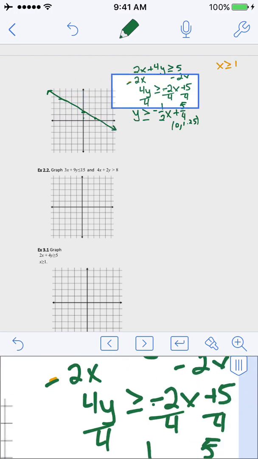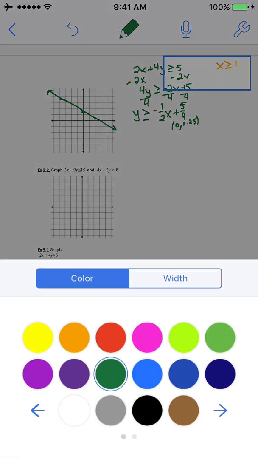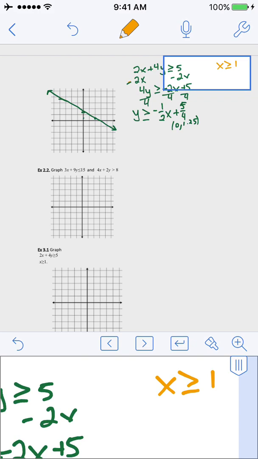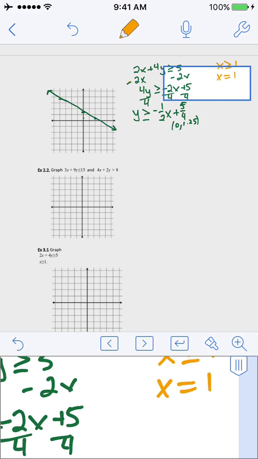Now let's talk about this other line here. This equation looks a little weird. Who remembers what type of equation this would be if it was, in fact, x equals 1? That's right, it'd be a vertical line through 1, and that you need to know. So this would be a vertical line through 1.